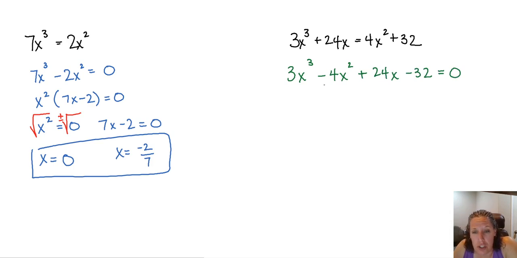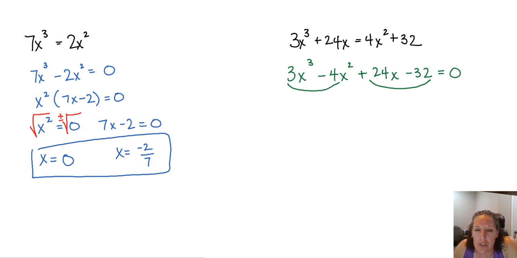We want to look first for a greatest common factor. Unfortunately, 3x cubed and 32 have no common factors. And so there's no way we could have a GCF other than 1 for this. Next, we want to look at the number of terms that we have. In this case, we have 4 terms. And so that suggests that we use factor by grouping. And so I'm going to group the first 2 and the last 2.